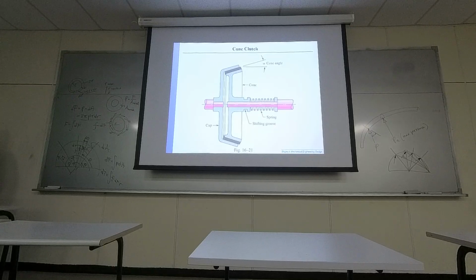Okay, and clutches sometimes have working planes that are not parallel to your cylindrical system. Like this particular one is a cone. So now the pressure has components in different directions. Okay?